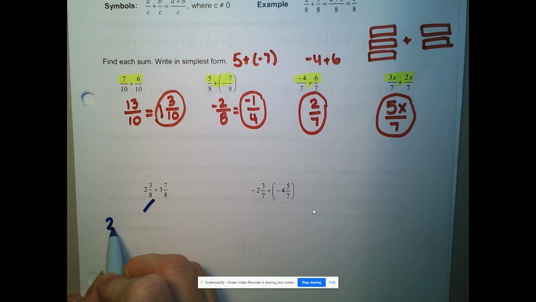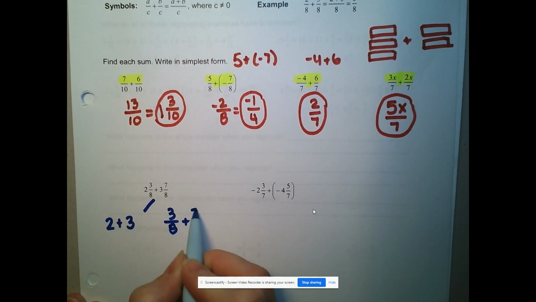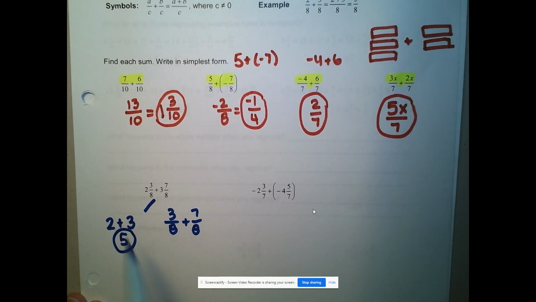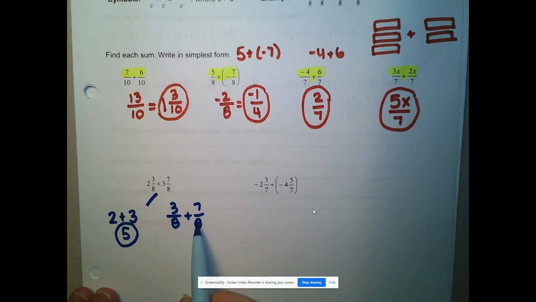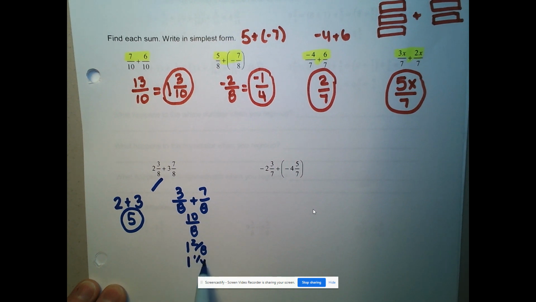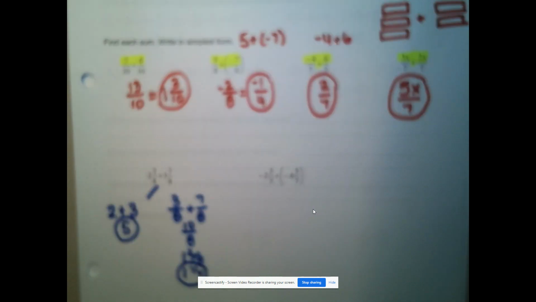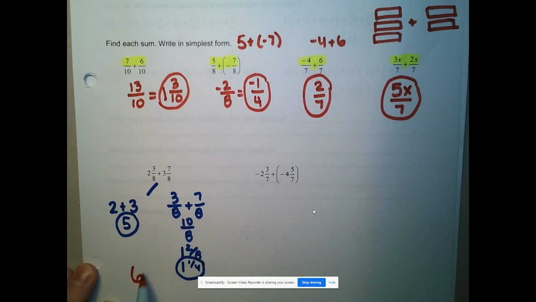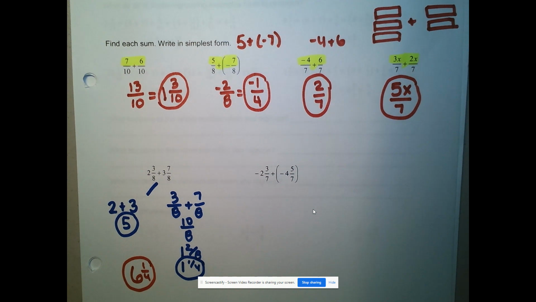We're going to add, in this case, the whole numbers, 2 plus 3, and the fraction part, 3/8 plus 7/8. So 2 plus 3 gives us a whole number of 5. 3/8 plus 7/8 gives us 10/8. We've got a little work to do on that 10/8 because 10/8 is worth 1 and 2/8, but in lowest terms, it's worth 1 1/4. And we've still got to put that together with our other 5. So 1 1/4 plus the 5 wholes makes 6 1/4 for a final answer.